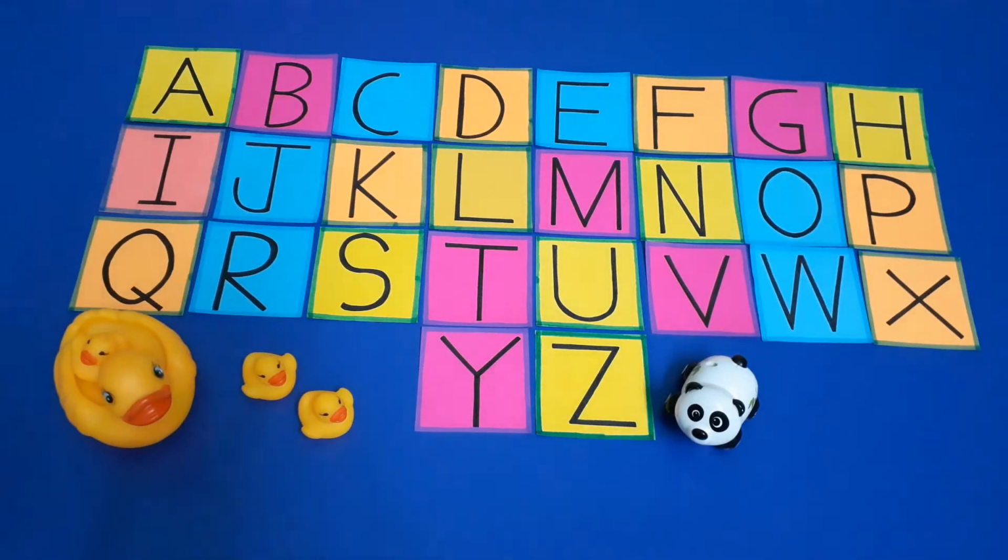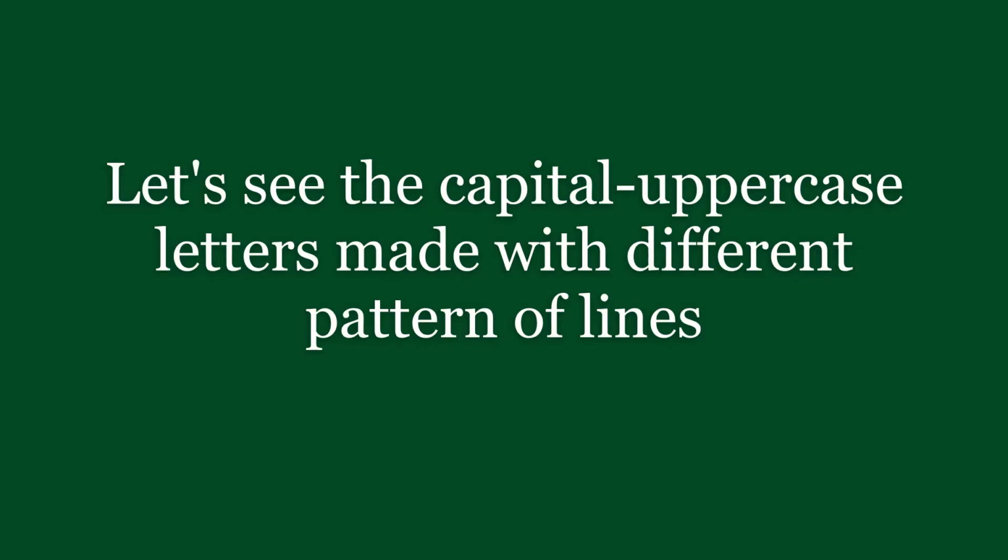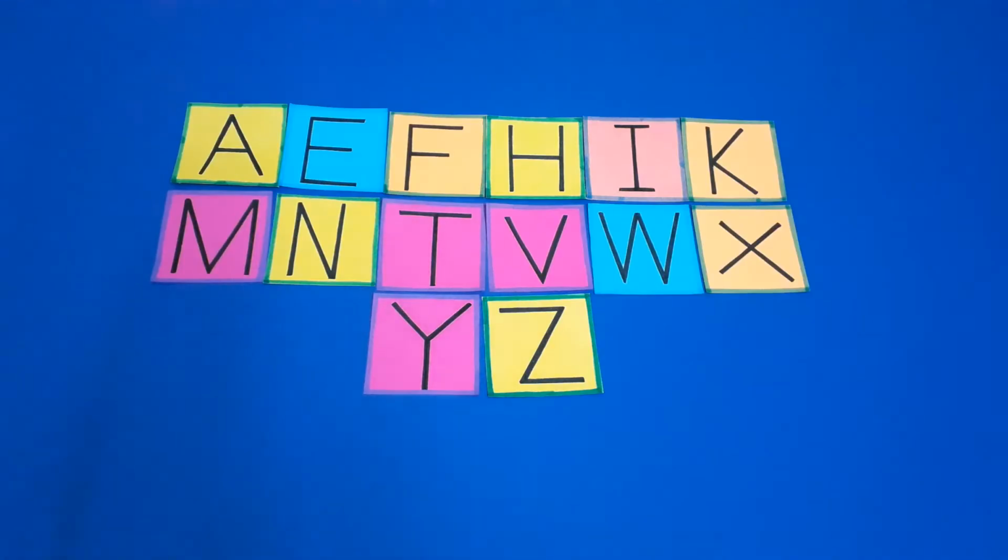And now we will keep only the letters which are made up of different patterns of lines. So these are the capital uppercase letters that are made up of different patterns of lines: A, E, F, H, I, K, M, N, T, V, W, X, Y and Z.